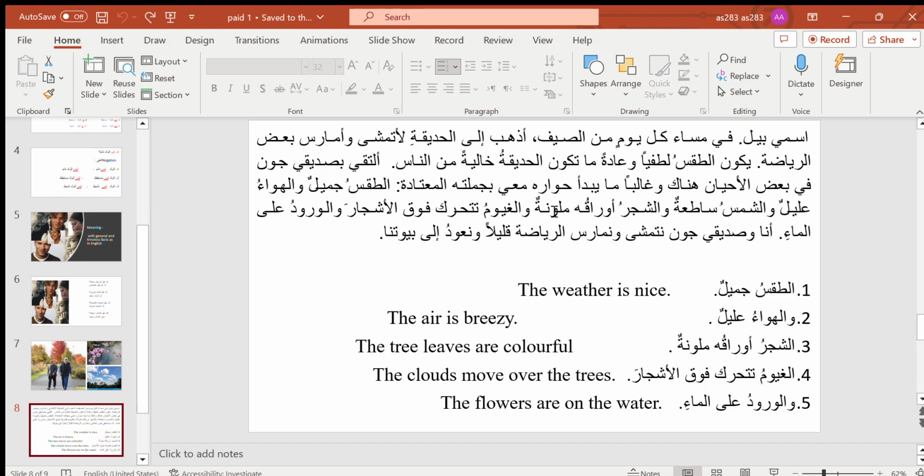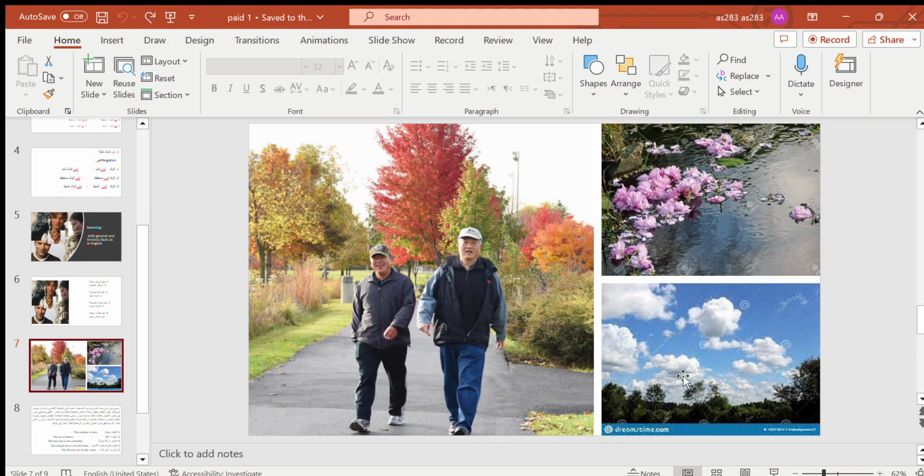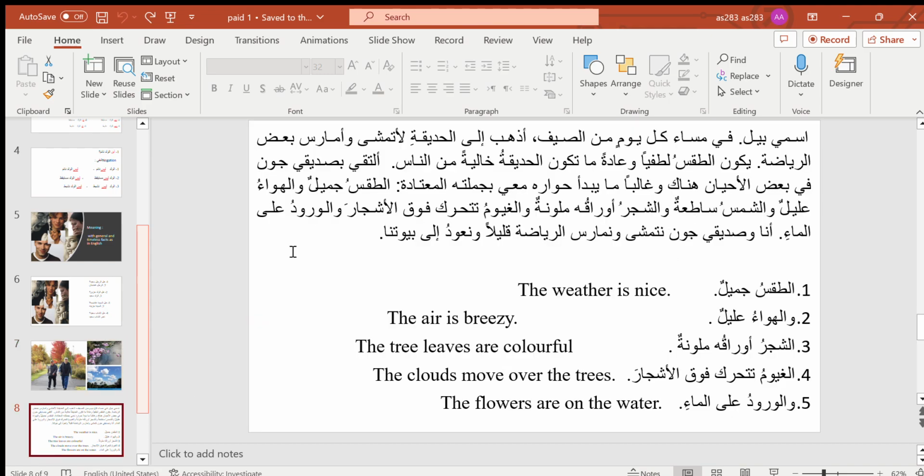Okay, that's good. And what does he say about the clouds here? You can see that this is the photo that presents the clouds. Clouds are beautiful. Okay, what does he say about this? He said الغيوم تتحرك فوق الأشجار. The clouds move over the trees.